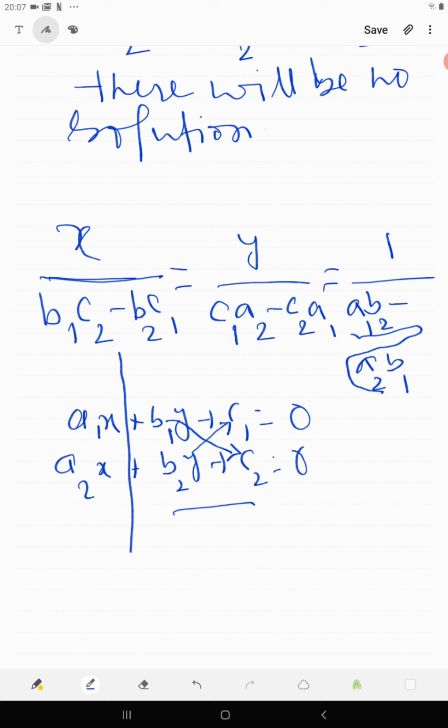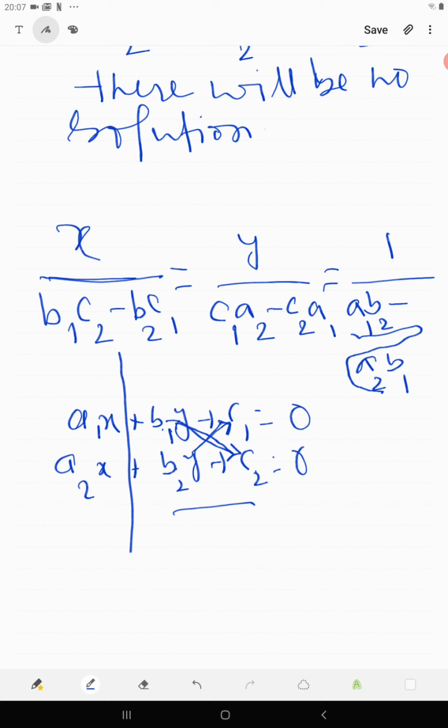Okay, so to determine x, we will remove the coefficient of x. What is important is the coefficient of y and the constant term, and we will do it the cross way. Okay, so this is for x. So it is b1 c2 minus b2 c1.